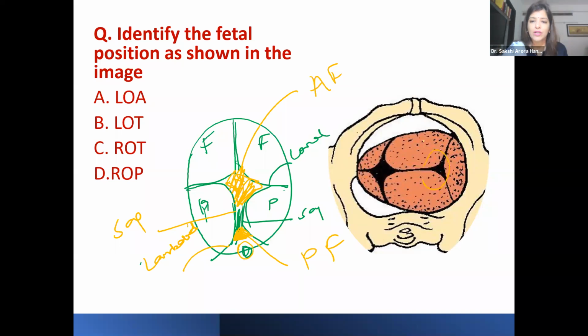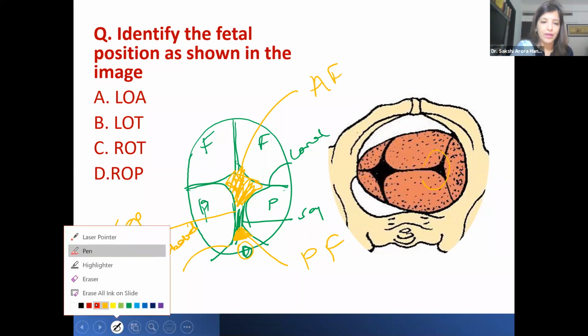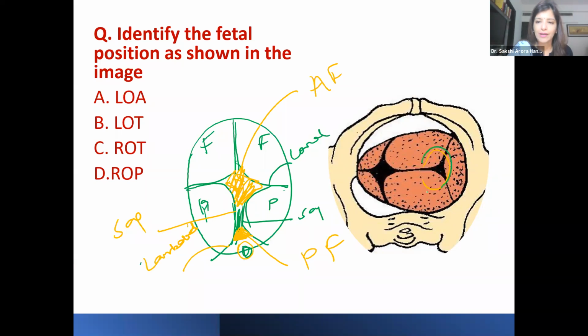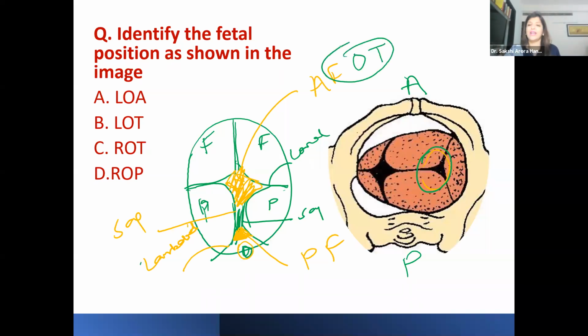So over here, what you are seeing, this is the triangular fontanelle, right? Now this triangular fontanelle, where is it? Is it towards the anterior side or towards the posterior side, or is it exactly in the middle of anterior and posterior? I can see that this triangle is exactly in the center. So it means it is occipito-transverse position, right? It is neither anterior nor posterior. It is exactly in the center, so it is neither towards the pubic symphysis nor towards the sacral promontory. It's midway. So it is occipito-transverse.